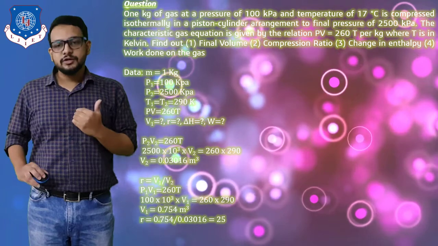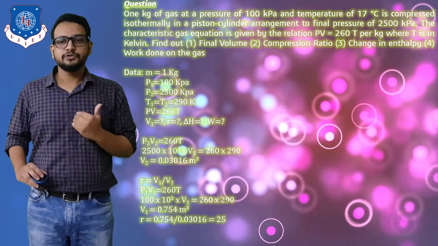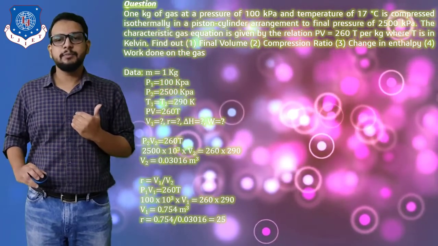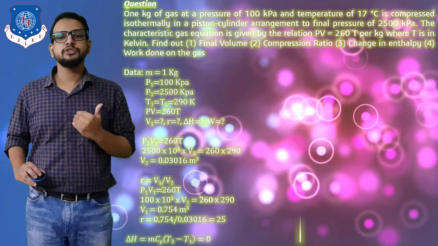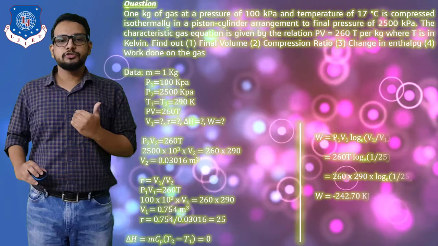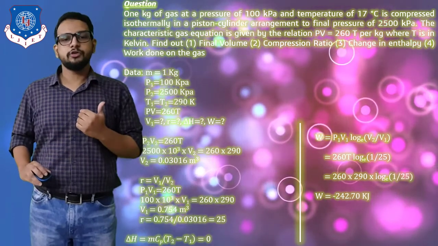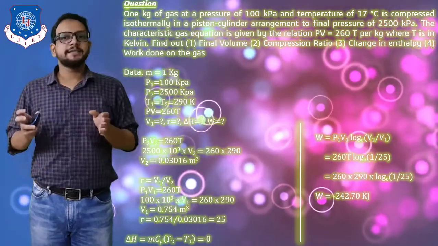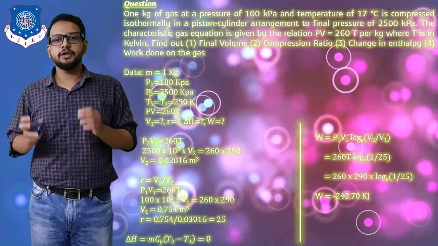Okay, now next task, to determine the change in enthalpy. It is very obvious that since temperature is constant, the change in enthalpy will be 0. As you can see on your screen, delta H = mCp(T2 - T1) = 0. Now next, we need to determine the work done on the gas.